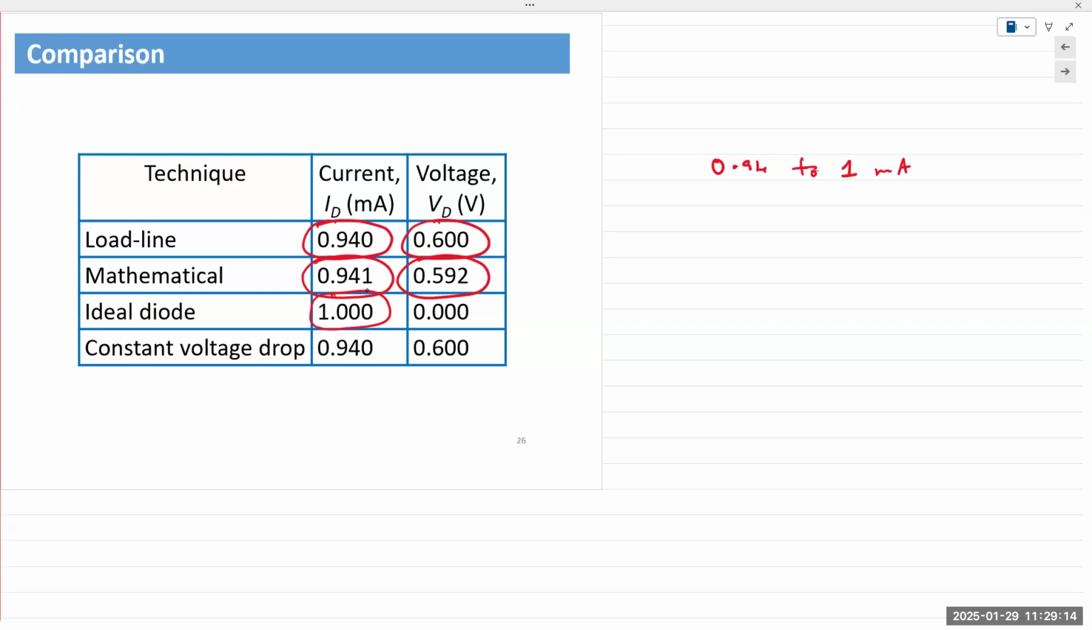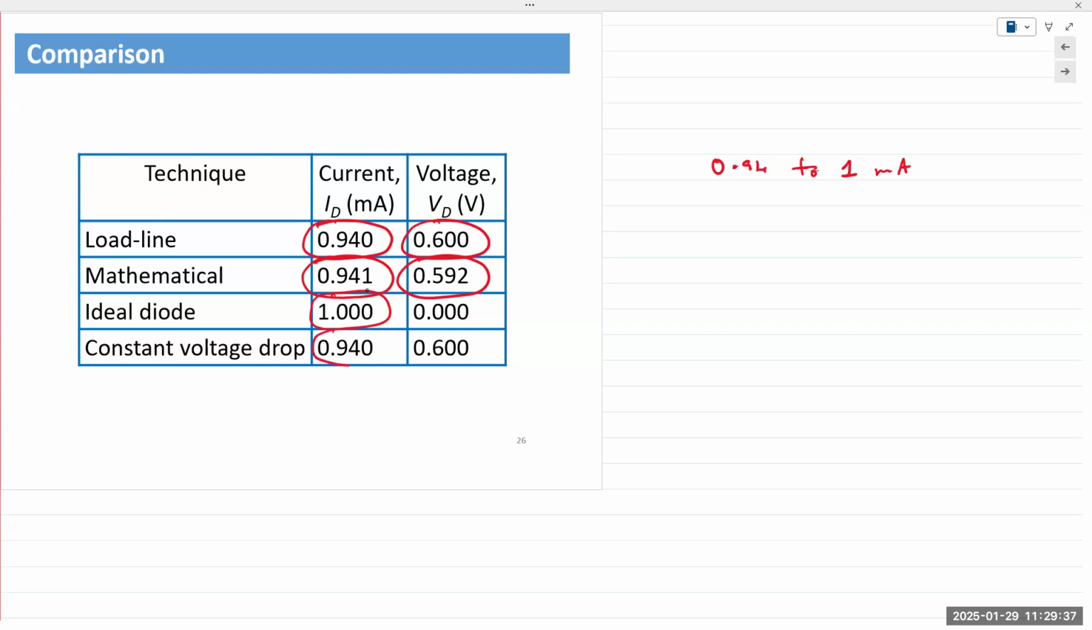It's a difference of 0.06 milliamps. That's only 60 microamps. So even though my diode values are off, which I would expect, it's an ideal diode, my current values are not that far off using an ideal diode model. But that's not the reason why we use the ideal diode model, and I will explain later.